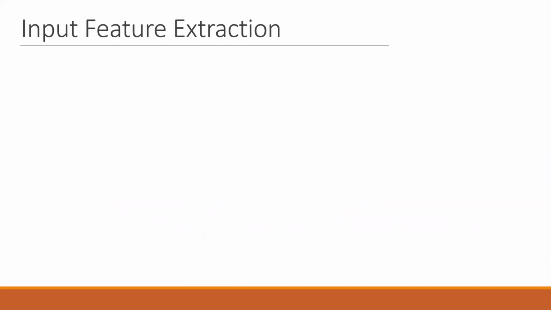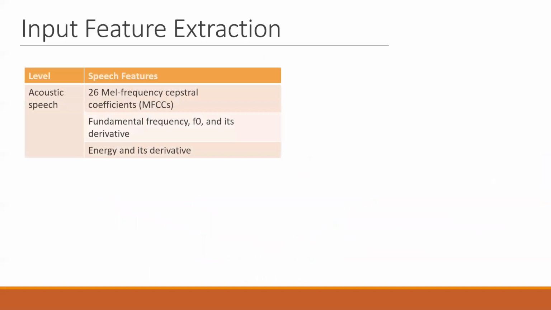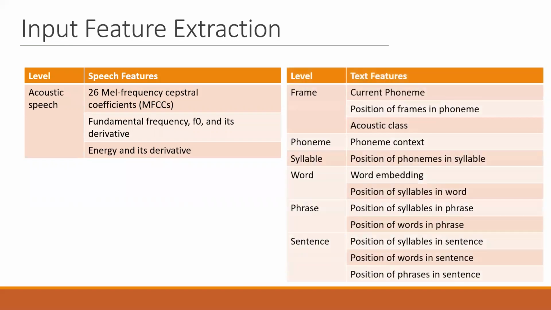Moving on to input feature extraction. For speech features, we extract 26th-order MFCC, F0, and energy with their derivatives. With text features, we have a lot of features varying from frame level to phoneme level to sentence level.